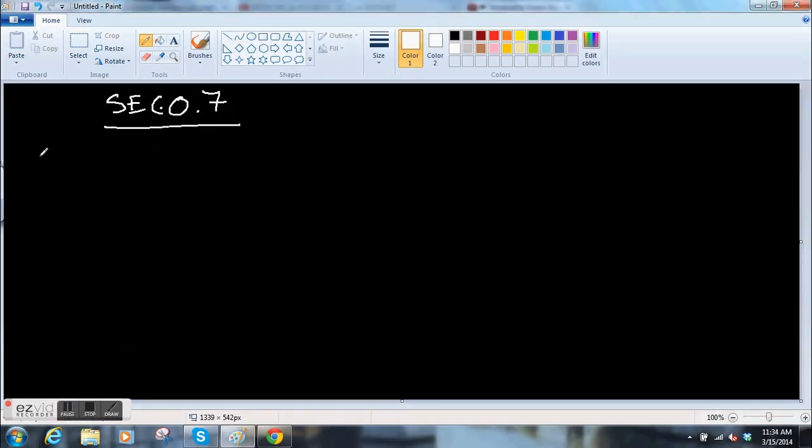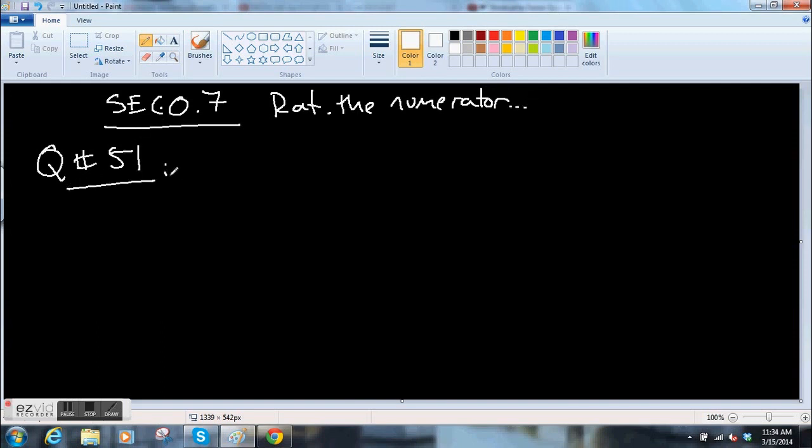Okay, one more. Section 0.7, this is question number 51, and it says rationalize the numerator. What? Nobody rationalizes the numerator. You always rationalize the denominator, but they tell us to do it, we can do it. I always think of these as a little bit like a game, rationalize the numerator, rationalize the denominator. It's a fun game. I'm working on the app right now. I'm kidding. Okay, here's the problem.